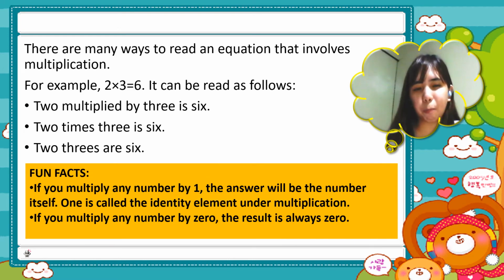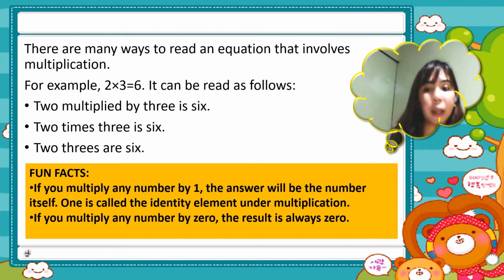A fun fact. If you multiply any number by 1, the answer will be the number itself. 1 is called the identity element under multiplication. What do we mean by that? When we say 1 multiplied to any number, the answer will always be the number itself. For example, 1 times 5 equals 5. 1 times 10 equals 10. 1 times 1 million equals 1 million. So, maski ano nga number i-multiply mo sa 1, ang answer will always be that number.